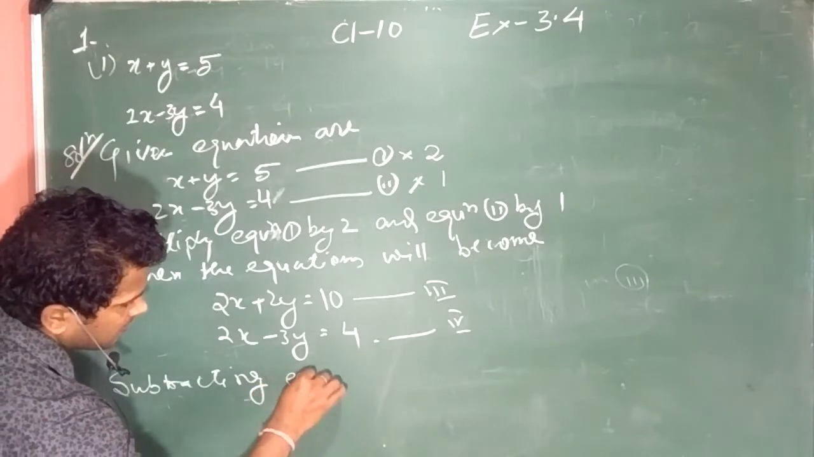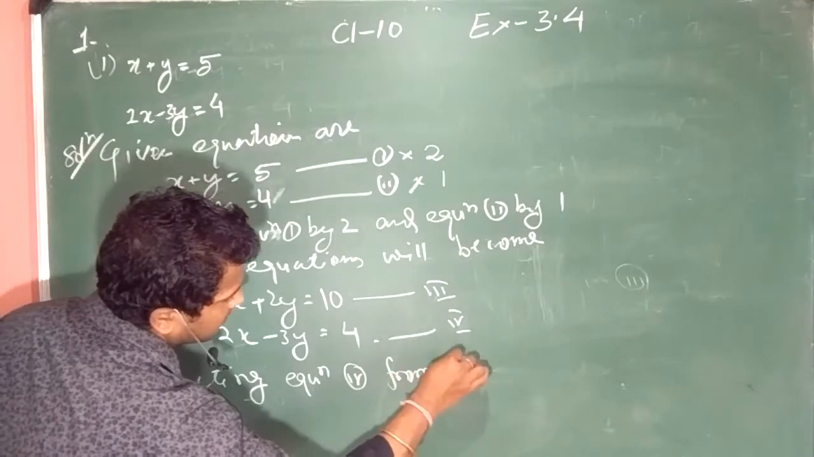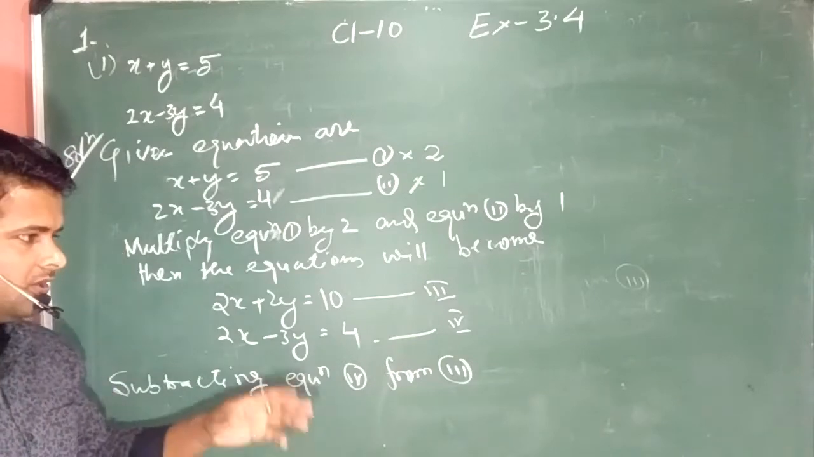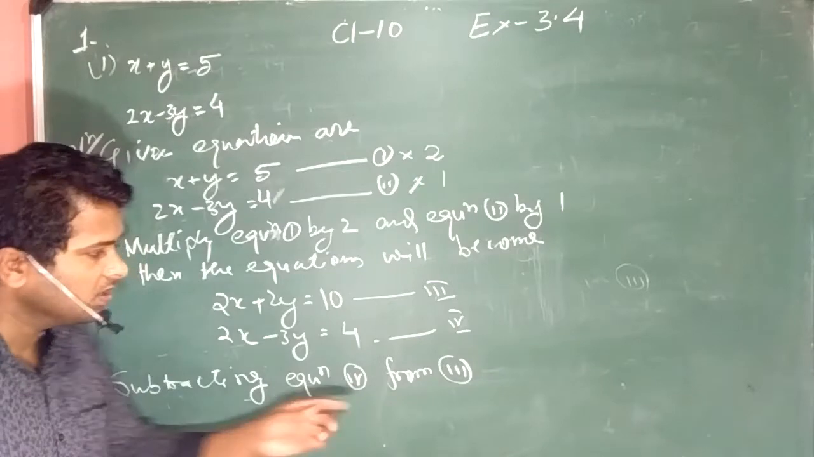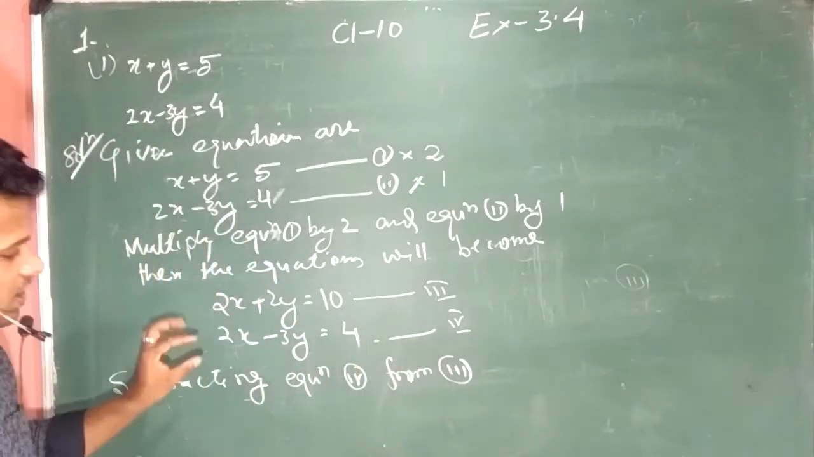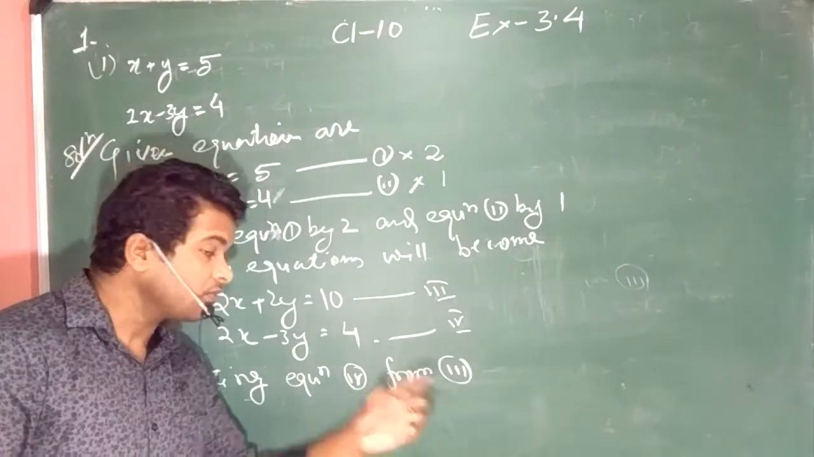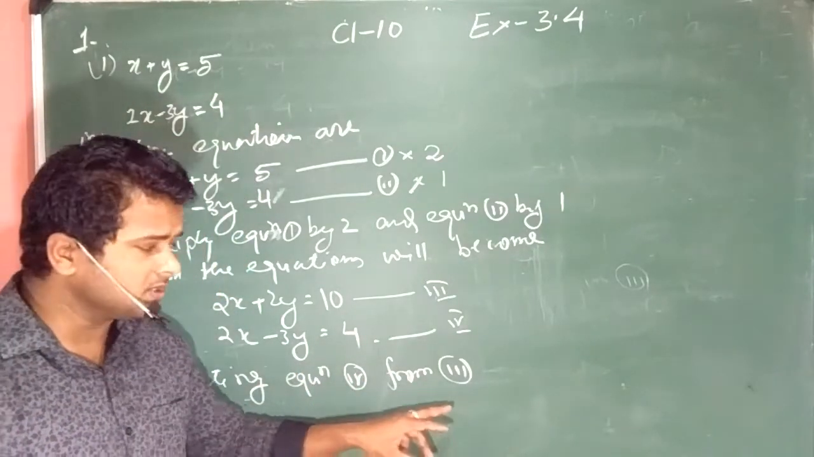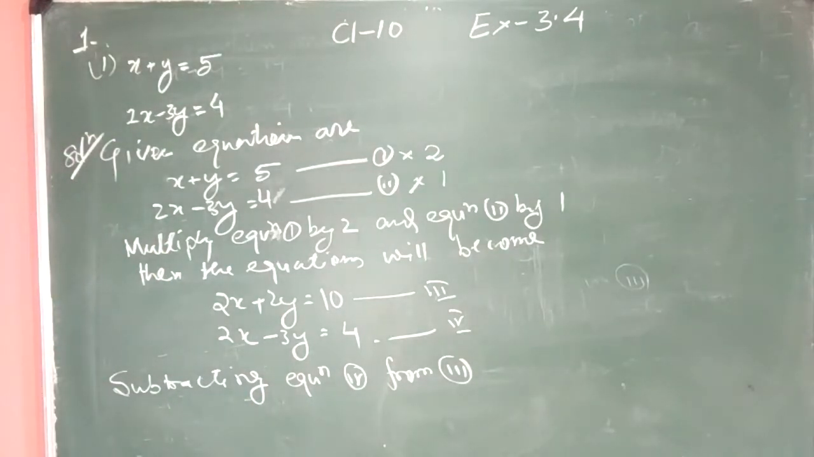Subtracting equation 4 from 3. You can do 3 from 4 also, or 4 from 3. But if you write 4 from 3, we exactly copy here. If you write 3 from 4, you need to write this one first and this one second. Keep in mind that 4 from 3 is the correct one, because we will copy here. So when we copy here, I hope we can see it.